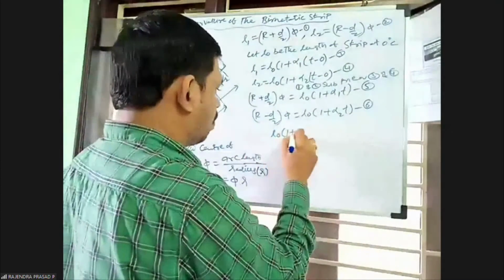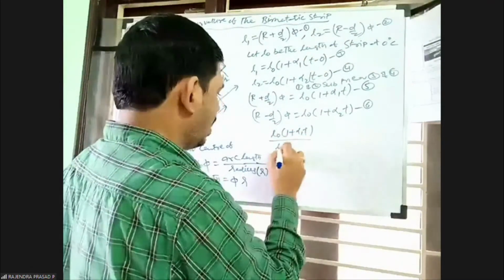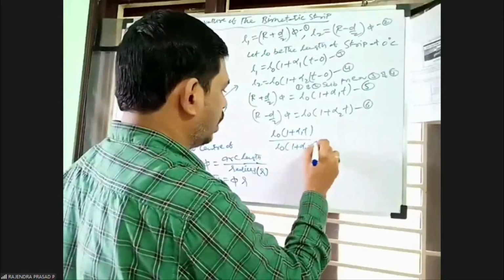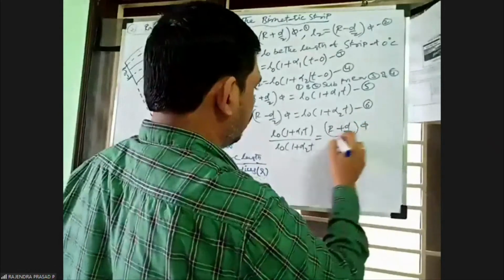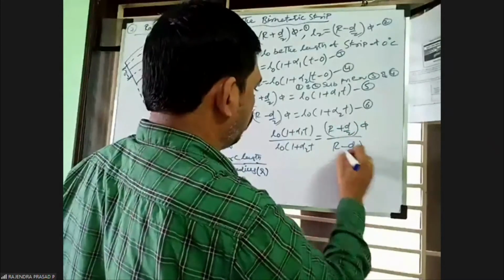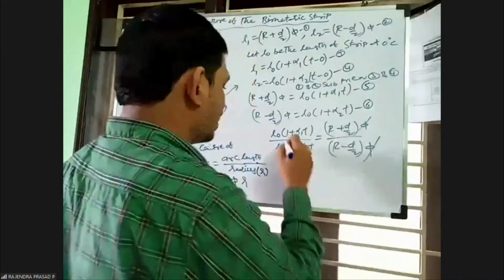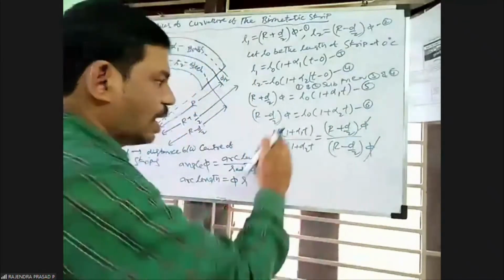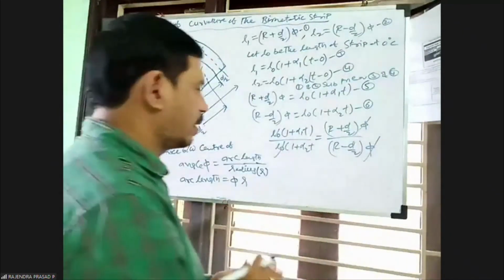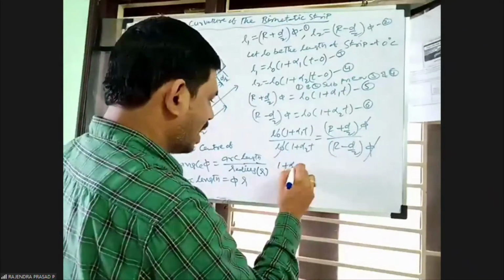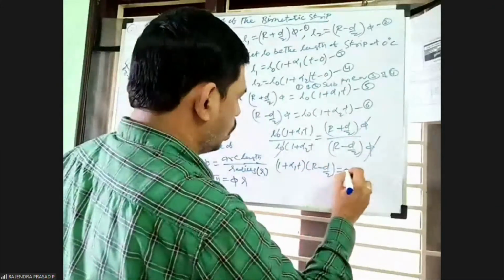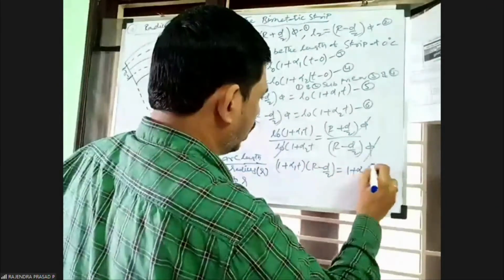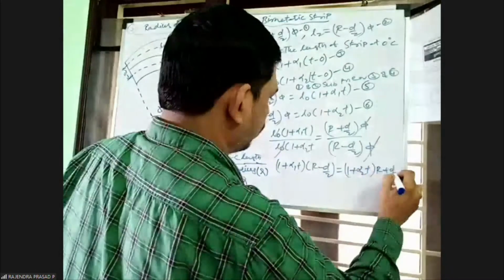L0 into (1 plus alpha 1 t) by L0 into (1 plus alpha 2 t) is equal to (R plus d by 2) into pi by (R minus d by 2) into pi. So pi cancels, L0 cancels. Cross multiply: (1 plus alpha 1 t) into (R minus d by 2) is equal to (1 plus alpha 2 t) into (R plus d by 2).